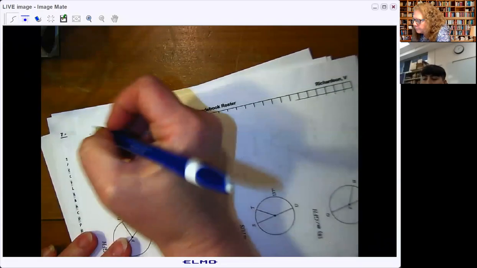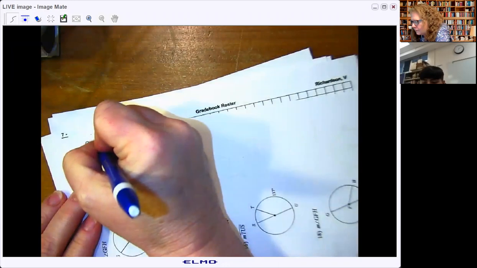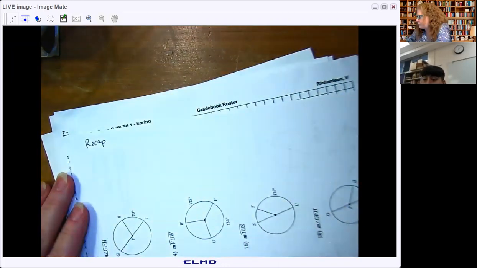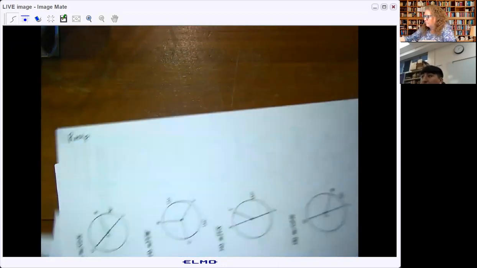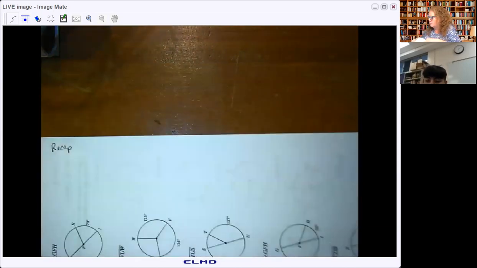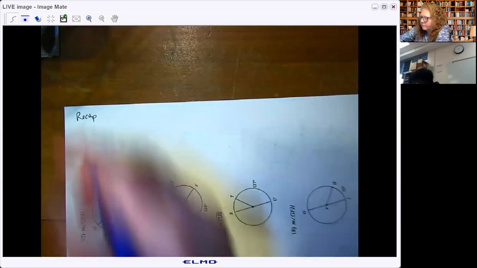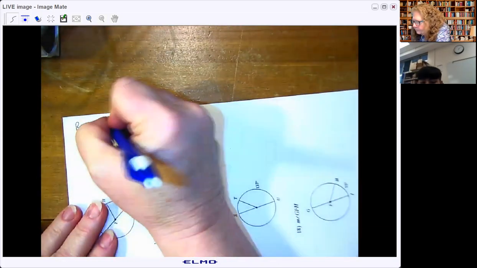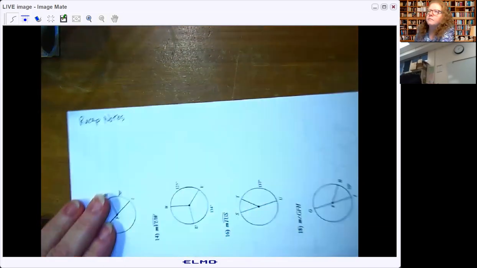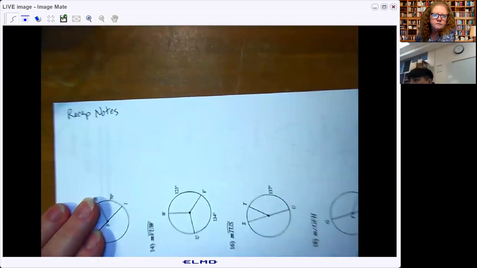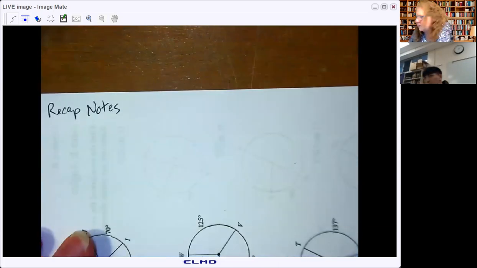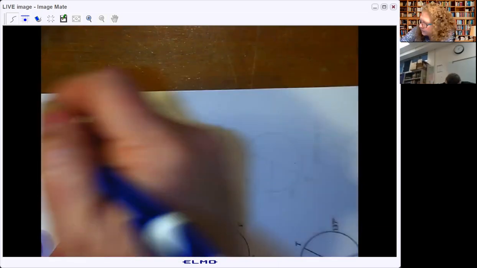Okay, so let's do some recap notes. Recap from yesterday. Get a little bit bigger. The kids last period said this really helped. So here's a circle.